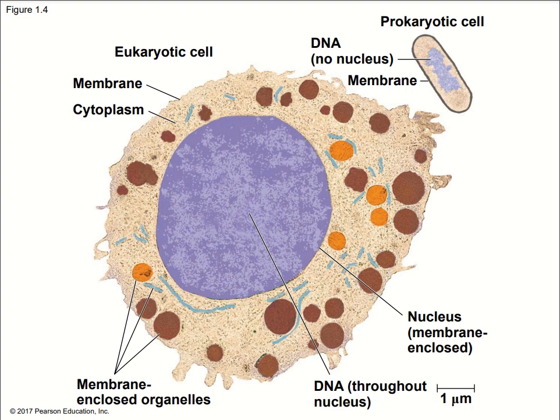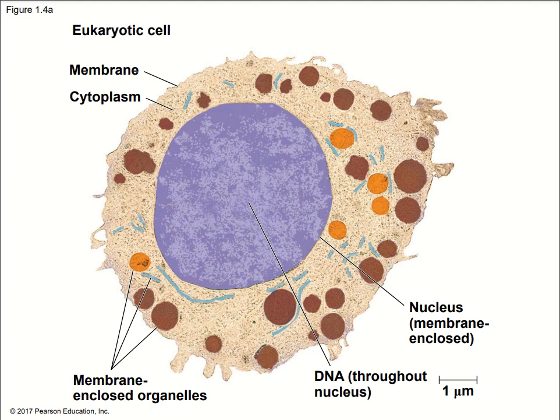Looking at a typical eukaryotic cell, there are multiple organelles. Some particular parts to notice is we have our membrane, which surrounds our cytoplasm, the liquid inside a cell. Multiple organelles that have various different functions, and we'll get into those.